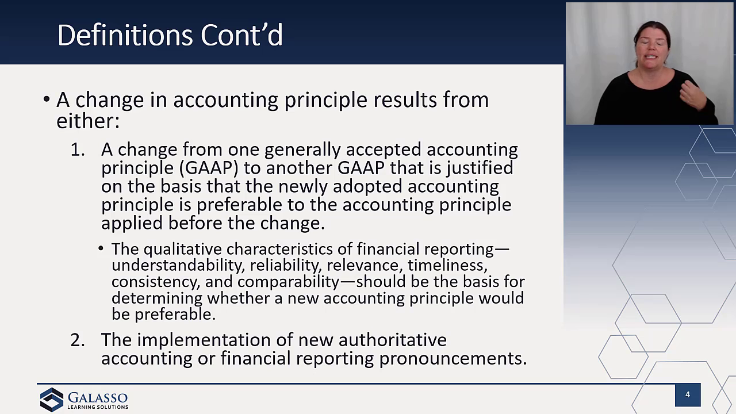And so again, when we look at this, this would be handling those that are from a GAAP to a GAAP. Now, if you went from something that was not GAAP to GAAP, that is not a change in accounting principle. That's actually an error correction because it was not GAAP and it's going to a GAAP.